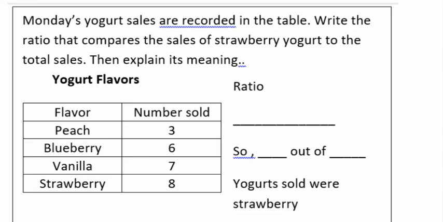Okay, I'll read it. Monday's yogurt sales are recorded in the table. Write the ratio that compares the sales of strawberry yogurt to total sales. So strawberry to total. Okay, you pause the video and you do it.